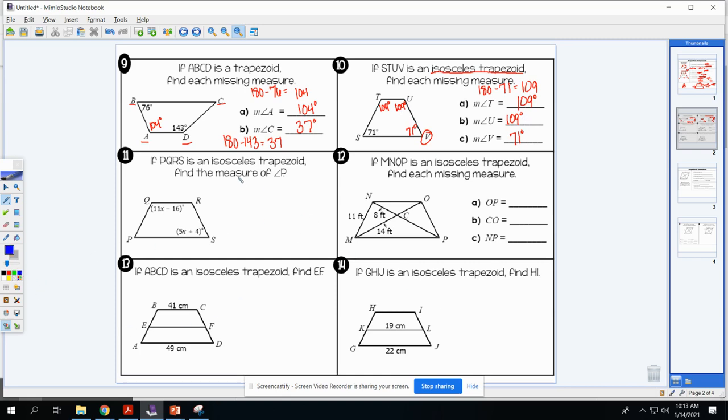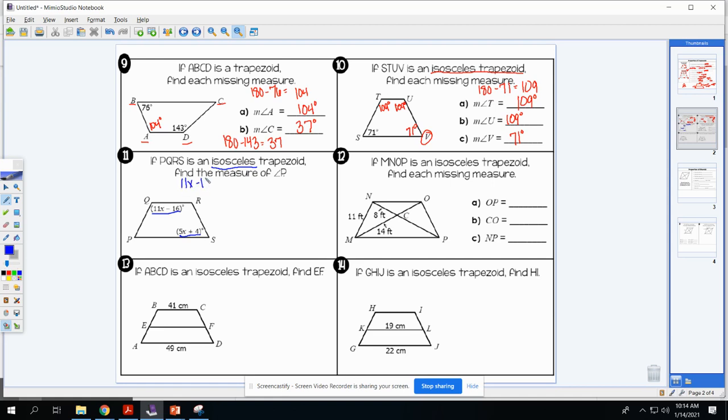All right, PQRS is an isosceles trapezoid. Find the measure of angle P. That is for number 11 here. Again, another isosceles trapezoid. Looks like right here they give us two opposite angles. Well, in the previous question, we know that those opposite angles add to 180. So in order to solve for x here, I'm thinking that's really going to be our only option, is to add these two and set that equal to 180.